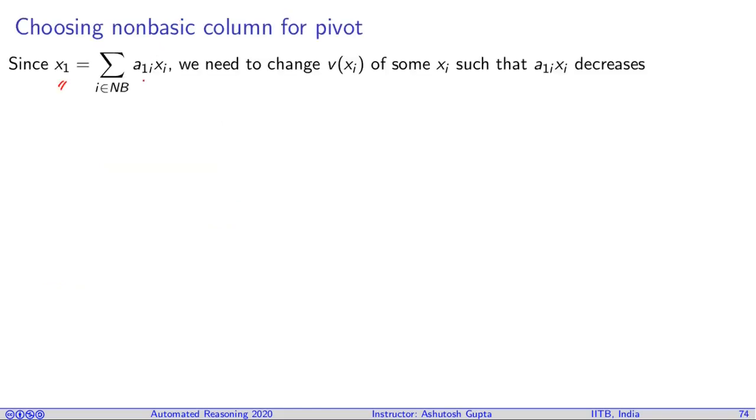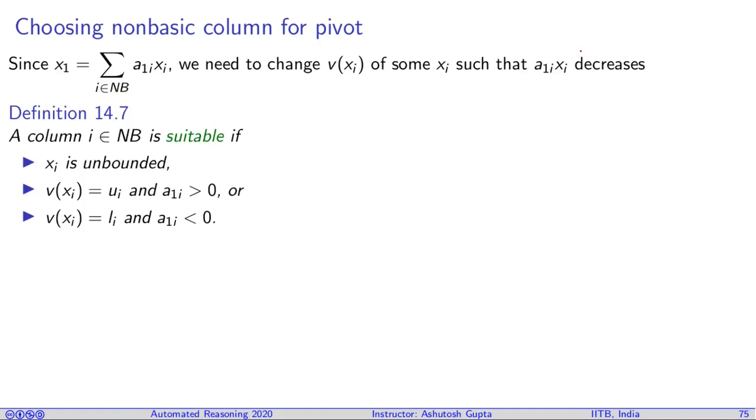Since x1 is a basic variable, it must have a definition in terms of non-basic variables, and we need to change the values of these non-basic variables, because their values were chosen and x1 got fixed, right? So we need to change their values such that x1 decreases. We do not change all the variables, we choose some xi such that a1i xi decreases.